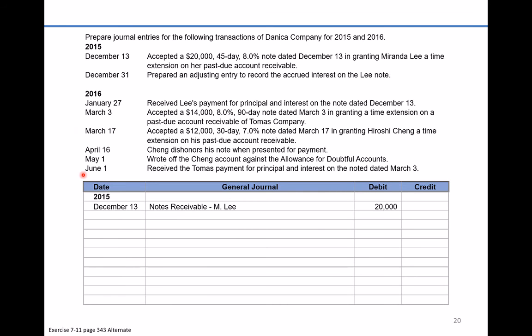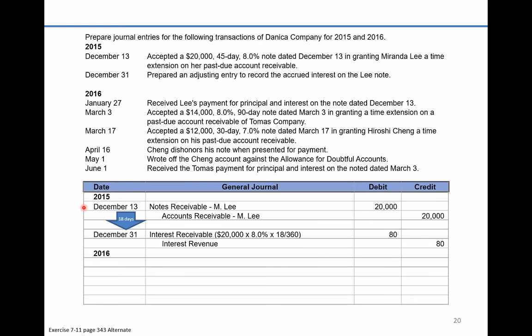But we're going to go ahead and show, just for illustration purposes, the transactions from December 13th, 2015 and December 31st, 2015. So the journal entries to create those transactions would have been a note receivable for Mr. Lee of $20,000, getting rid of his old account receivable of $20,000. So he had an account receivable that he couldn't pay off in time, so it switched into a note receivable. And then on December 31st, to record the interest for that note as well. And that was interest receivable of $80, interest revenue for the period of $80 as well. So very, very similar to what we did in a previous exercise.